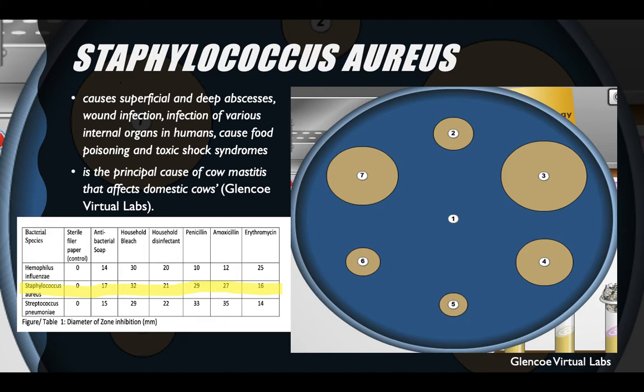Staphylococcus aureus can cause superficial and deep abscesses, wound infection, infection of various internal organs in humans, cause food poisoning and toxic shock syndromes, and is the principal cause of cow mastitis that affects domestic cows. And just like the slide before, the highlighted portion is the diameter in millimeters for this specific bacteria, along with the corresponding image on the right.